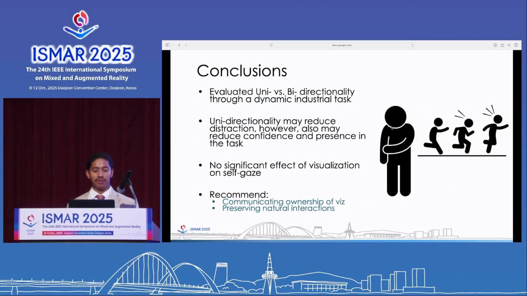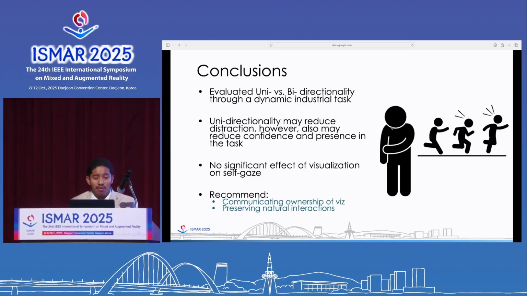And to conclude, we evaluated a study of uni versus bidirectional tasks through a dynamic industrial task. Unidirectional may reduce distraction, however, it may also reduce confidence and presence within the task. For the most part, there was no significant effect of visualization on self-gaze.